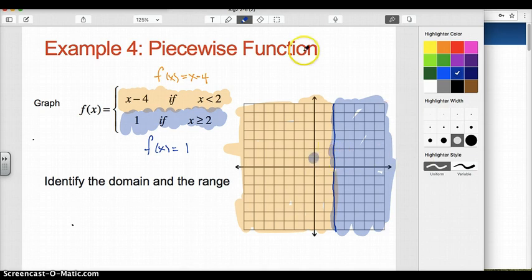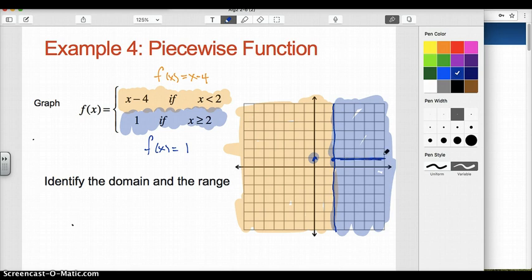So this is 1. I would draw a horizontal line here, but I'm only going to draw it from here, solid dot, because I'm including 2, all the way out forever and a day. And the orange one is going to be where y or f of x is equal to x minus 4. So I can choose values and plug them in here. Actually, I can do a slope intercept kind of form thing and see how that goes.